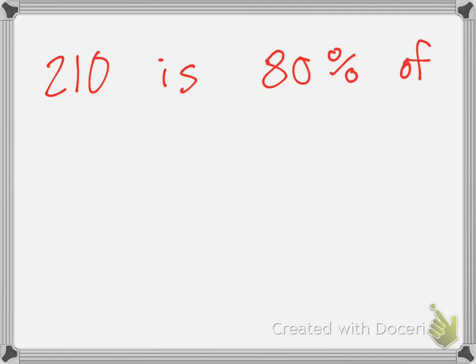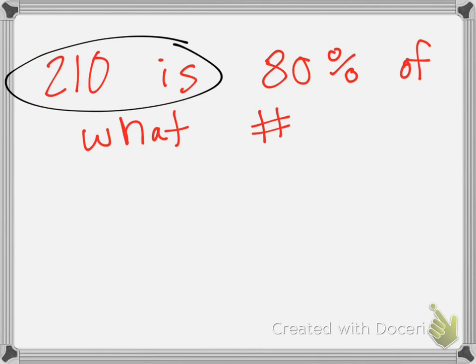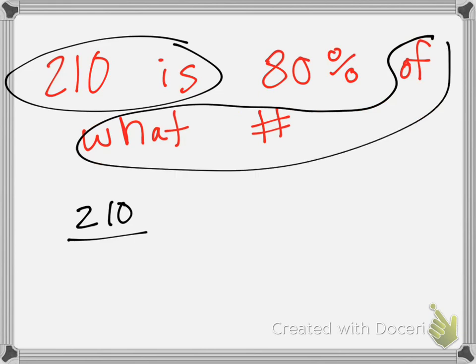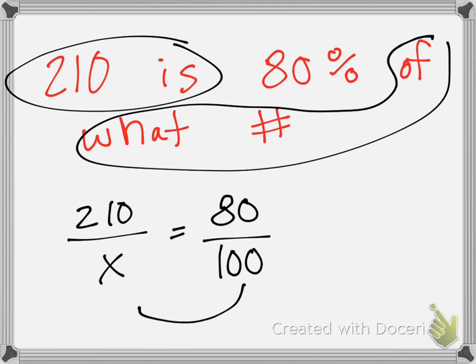So even if I had something like this, let's say I had 210 is 80% of what number? I do my is over of. First, 210 is. 210 is what number? Because it says of what number? We don't know that. X is equal to, we got our 80% over 100. All I do is I want to go towards the x. It doesn't necessarily always evenly work out, so we would do our function tables.